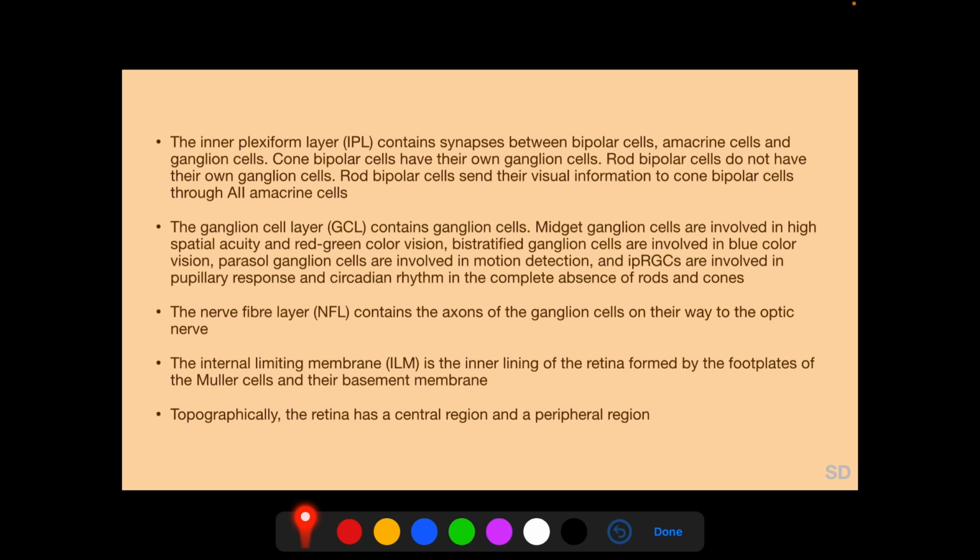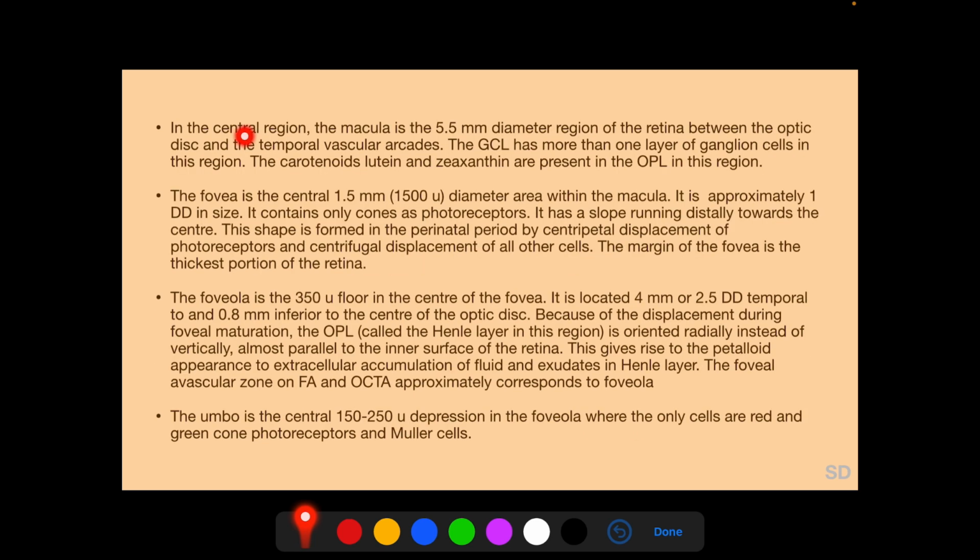The nerve fiber layer contains the axons of the ganglion cells on their way to the optic nerve. The internal limiting membrane is the inner lining of the retina formed by the footplates of the Muller cells and their basement membrane. Topographically, the retina has a central region and a peripheral region. In the central region, the macula is the 5.5 mm diameter region of the retina between the optic disc and the temporal vascular arcades. The ganglion cell layer has more than one layer of ganglion cells in this region. The carotenoids lutein and zeaxanthin are present in the outer plexiform layer in this region.